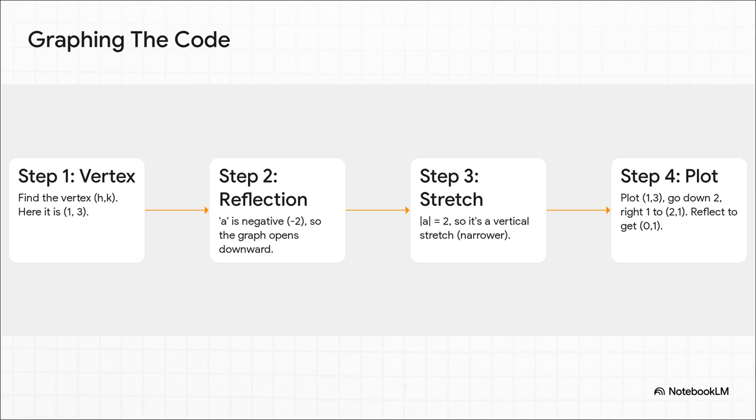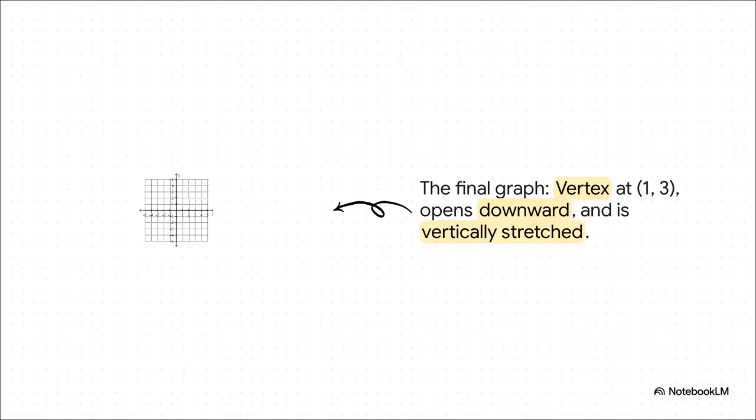And finally, step 4. Let's draw it. We put a dot at our vertex, (1, 3). Then we use that A value, the -2, kind of like a slope. From the vertex, we go down 2 and over 1 to the right. There's our next point. And because it's a mirror image, we just reflect that point to the other side. Boom. And there it is, the finished product. You can see it clear as day. The vertex is at (1, 3), it's opening downward, and it's definitely narrower than the original. We didn't have to guess or plot a ton of points. We just had to read the story that A, H, and K were telling us.